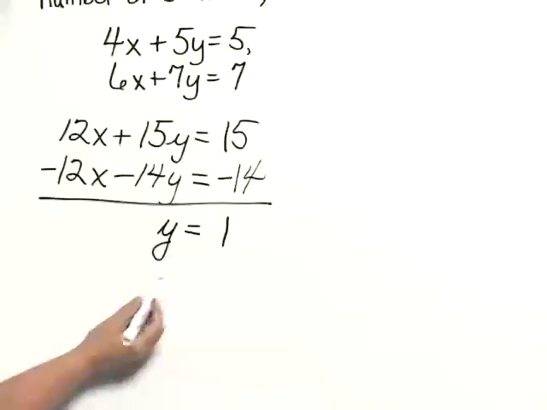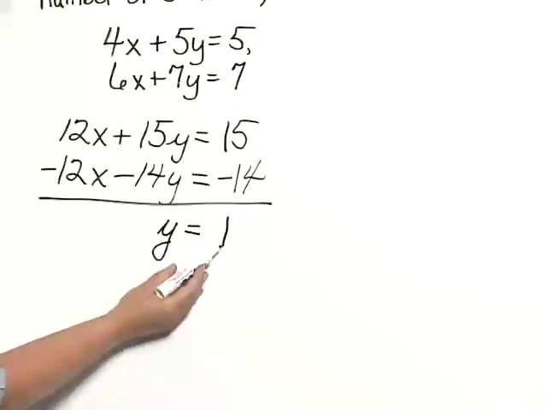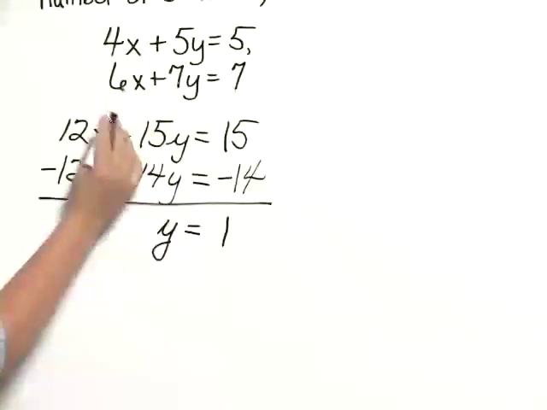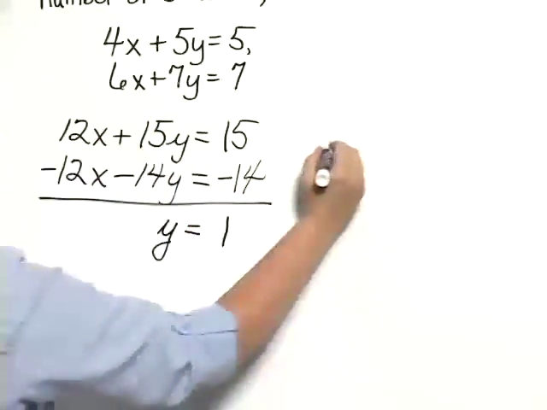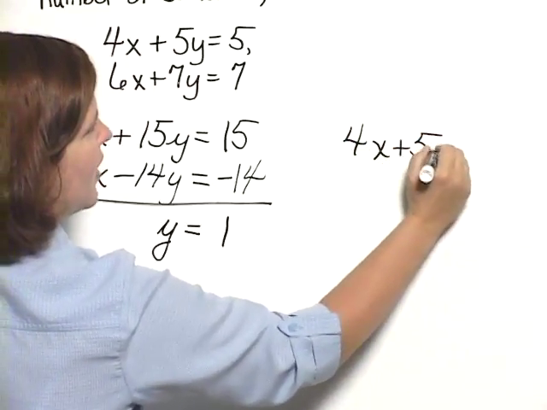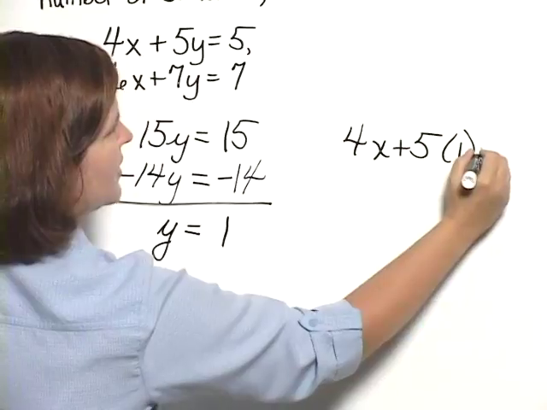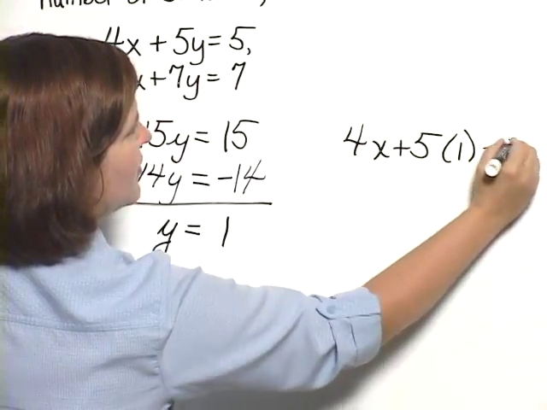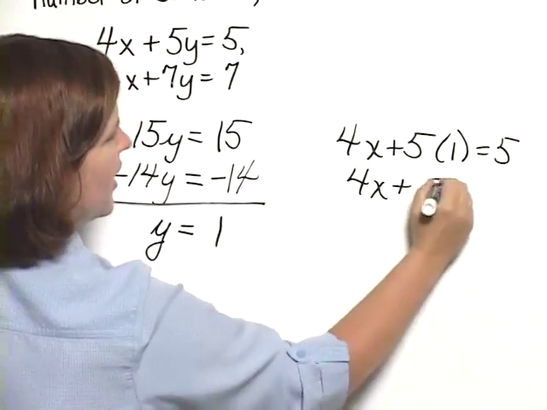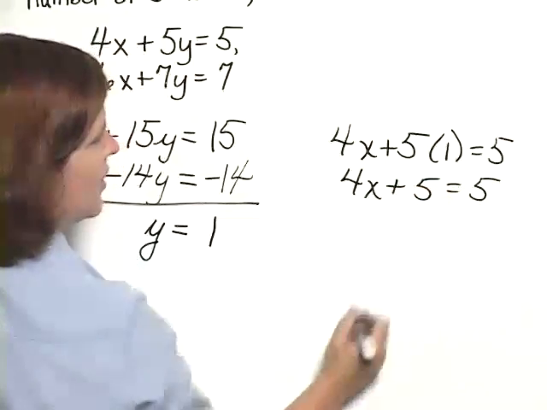Now, not finished, I need to find the x as well, so I take the value for y, and I substitute that back in either one of the original equations to find x. Let's take the top equation. I have 4x plus 5 times 1, that's the y, equals 5. 4x plus 5 equals 5.